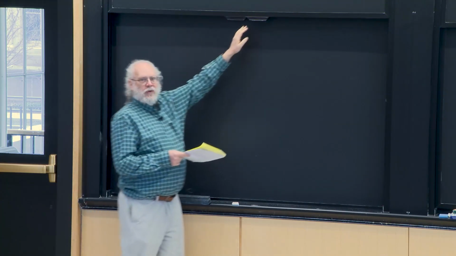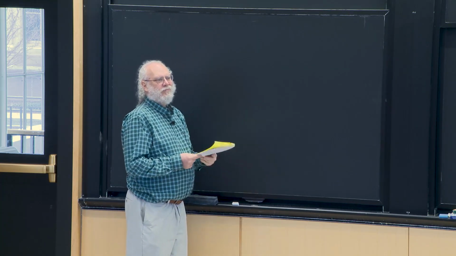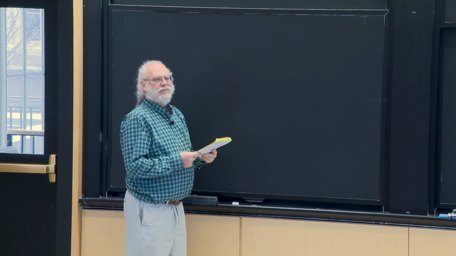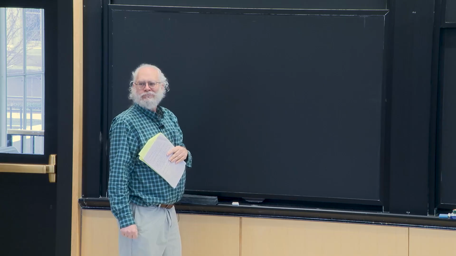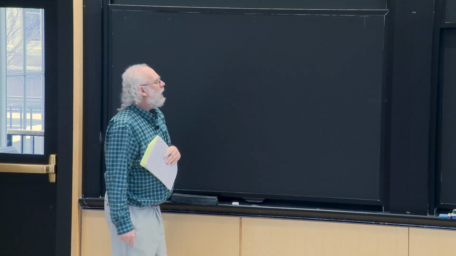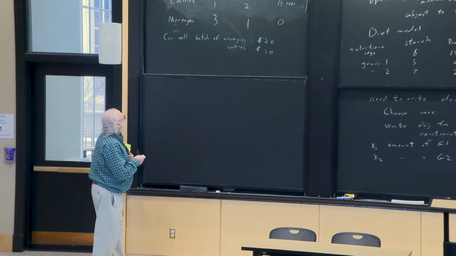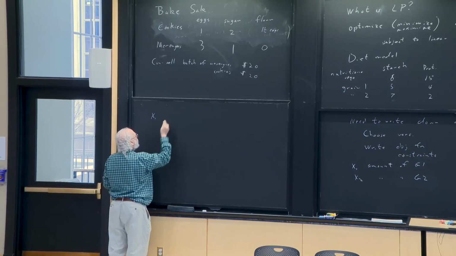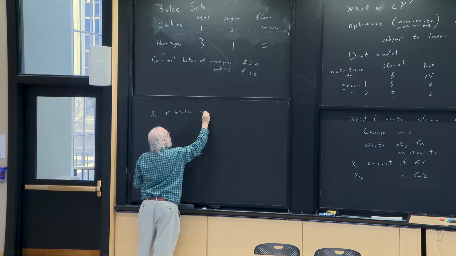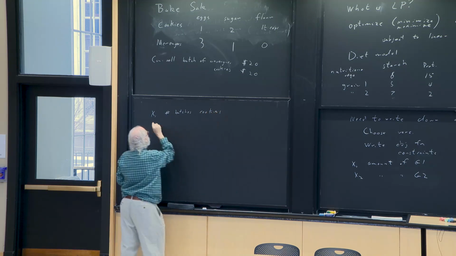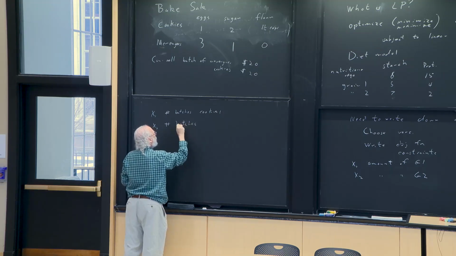So the first thing we need to do is write down our variables. So what variables would you use? Like how many cookies and how many meringues? Right, how many batches of cookies and how many batches of meringues. So let's say x1 is the number of batches of cookies, and x2 is the number of batches of meringues.